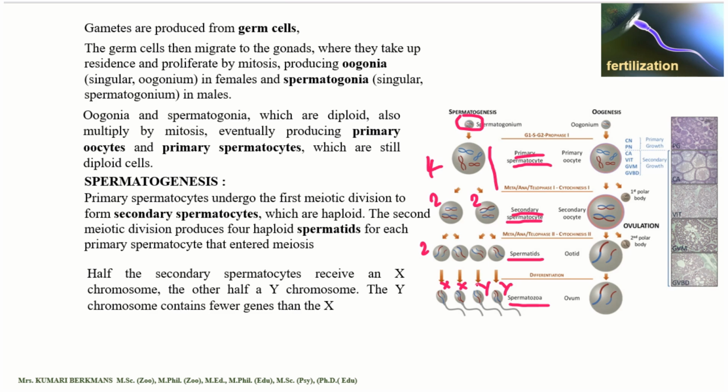So this is about spermatogenesis. Spermatogenesis is the production of sperm from spermatogonium. At the end of the meiotic division, there are 4 spermatozoa which are ready to move, and among these 4, 50% possess X chromosome, and the other 50% possess the Y chromosome.